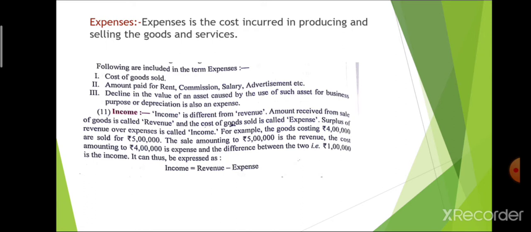So here one more example is given: the goods costing rupees 4 lakh and sold at 5 lakh. So what is the income? Income is equal to revenue minus expense. So what is our revenue? That is 5 lakh. And what is our expense? That is 4 lakh. The difference between revenue and expense is called income. So that is 1 lakh.